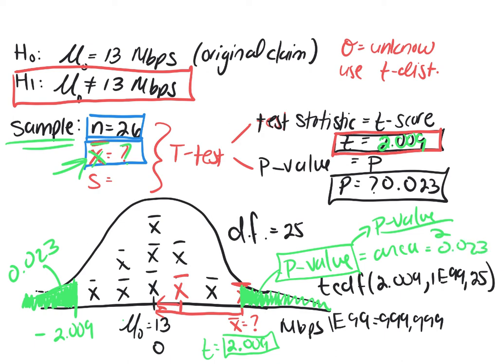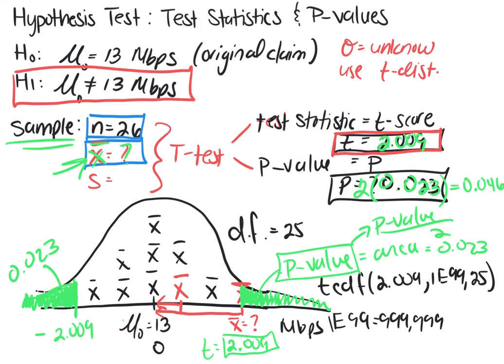That means that for my total p-value, I have to take 0.023 and multiply it by 2. 0.023 times 2 means that the p-value is 0.046, indicating that there's an approximately 4.6% chance that I would have gotten the sample mean that I've gotten for my sample, or some value greater than that.